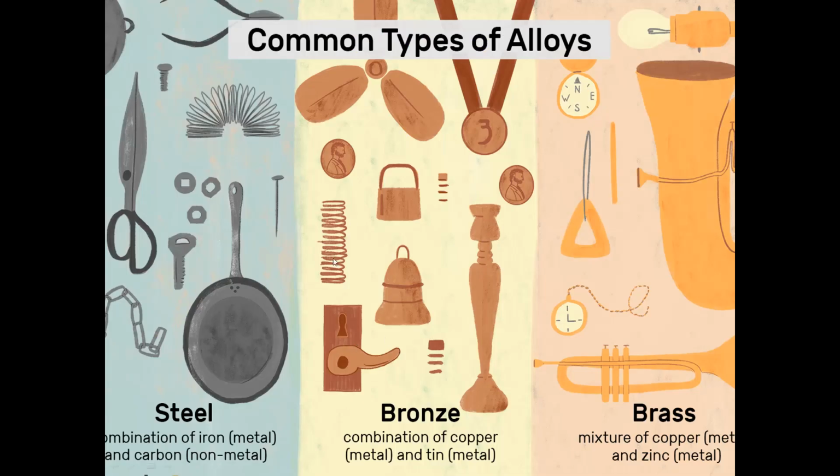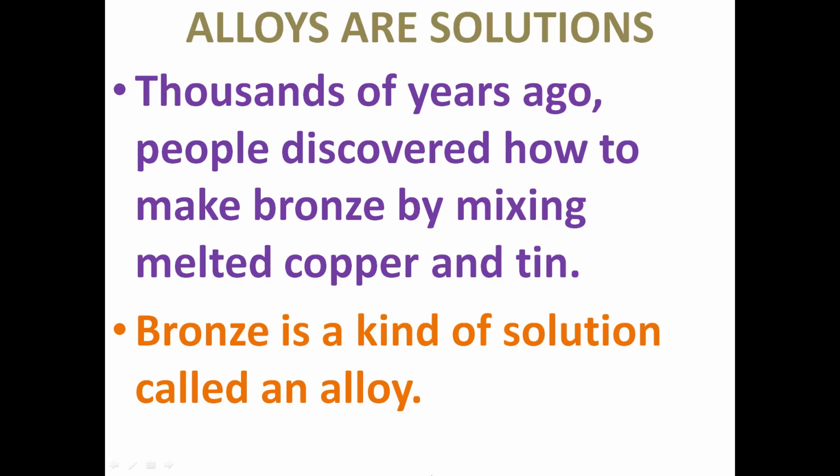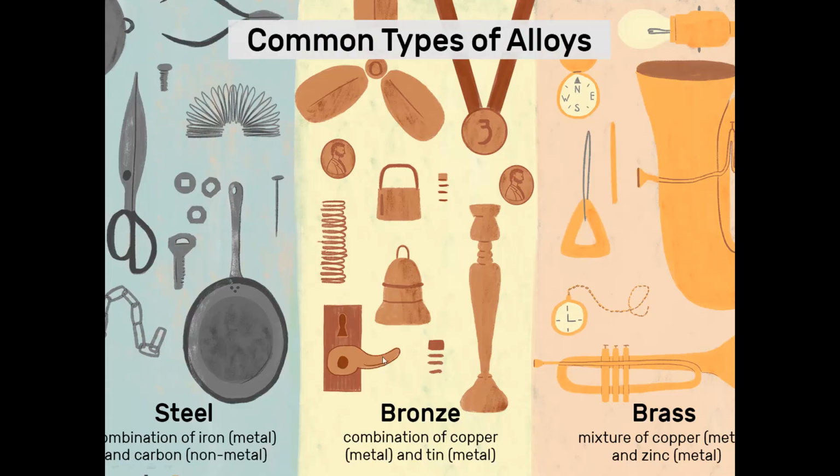The common alloys which we come across in our daily life are steel, bronze and brass. Steel is an alloy formed of iron and carbon. Iron is a metal and carbon is a non-metal, so steel is a combination of a metal and a non-metal. Bronze is an alloy made of copper and tin, a combination of two metals. Copper is a metal, tin is a metal. So by mixing two metals, bronze is formed.